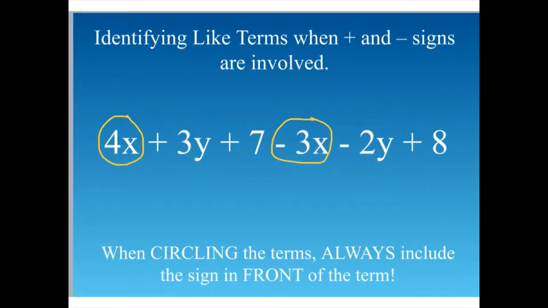it is a negative 3x. All right, let's go with the 3y over here. I have a 3y. I know I said circle there, but you can also square it. And that's a positive 3y. So what else is like the positive 3y? Well, the negative 2y. And again, they have to have the exact same variable with the exact same exponent. In this case, you don't see the exponent, so it's just a 1. And then finally, let's look at the 7 and the 8. We have a positive 7 and we have a positive 8. Having the sign there is going to help us when we combine like terms to know whether we're going to be adding or subtracting.